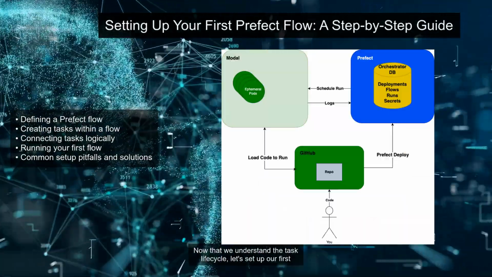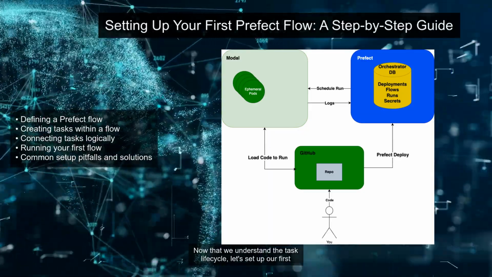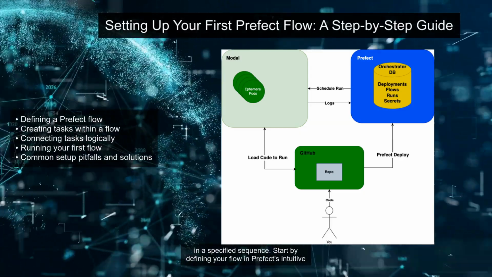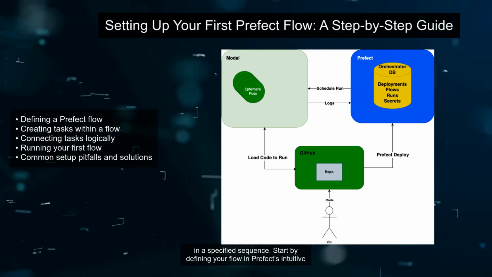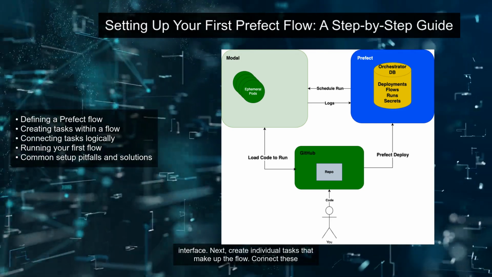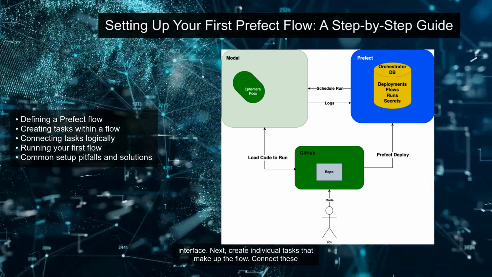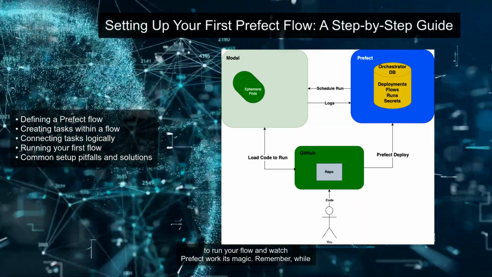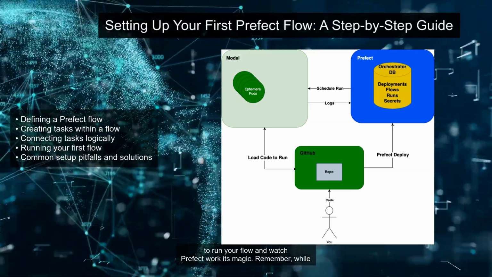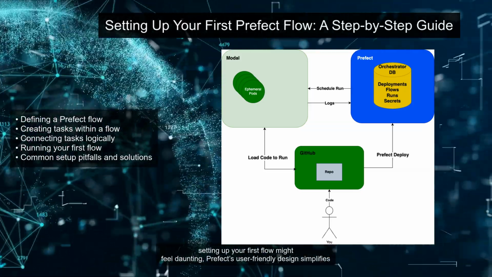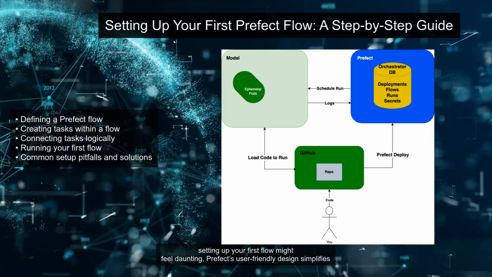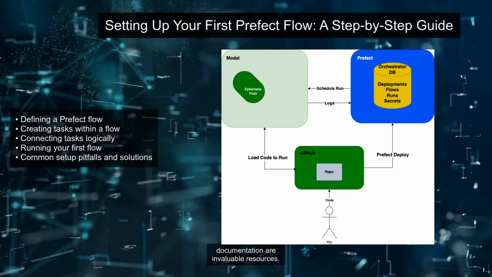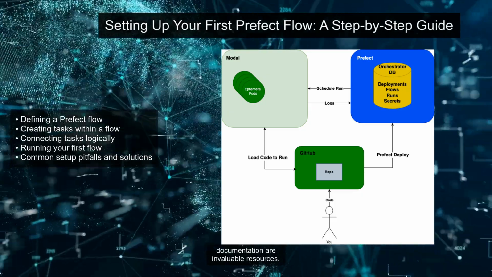Now that we understand the task lifecycle, let's set up our first Prefect flow. A flow is essentially a collection of tasks that execute in a specified sequence. Start by defining your flow in Prefect's intuitive interface. Next, create individual tasks that make up the flow. Connect these tasks logically to ensure smooth execution. Once everything's in place, it's time to run your flow and watch Prefect work its magic. Remember, while setting up your first flow might feel daunting, Prefect's user-friendly design simplifies the process. And if you run into any hiccups, Prefect's community and documentation are invaluable resources.